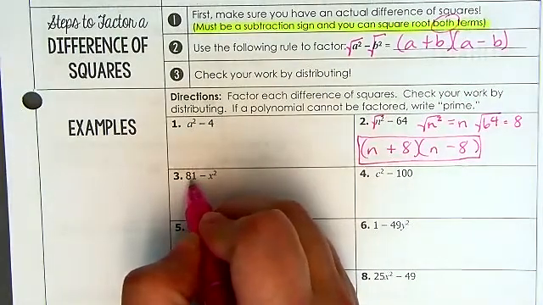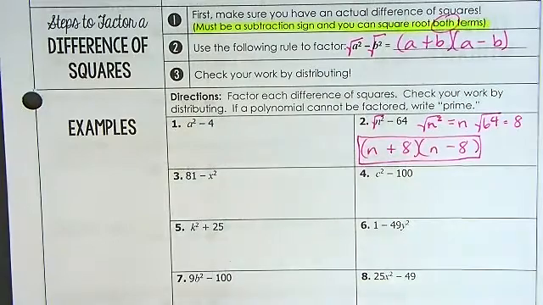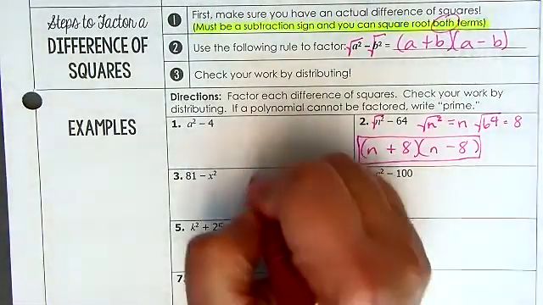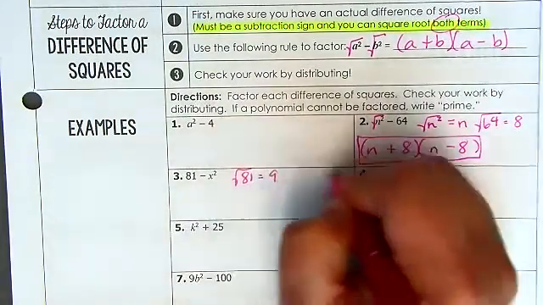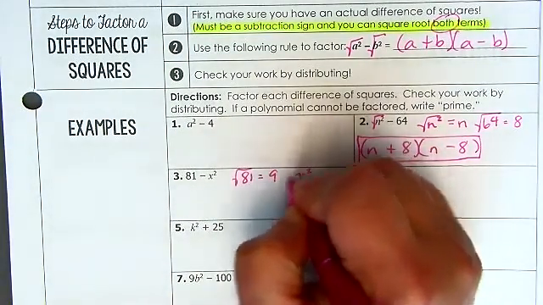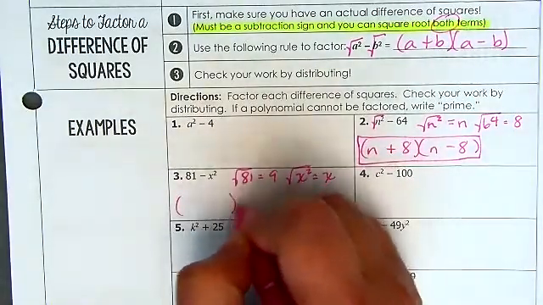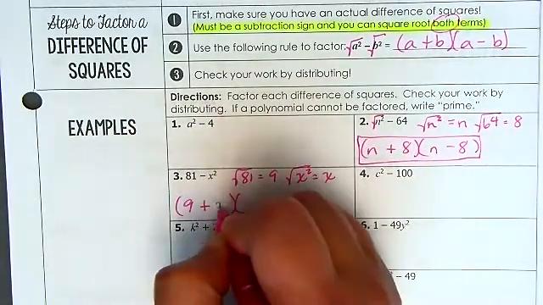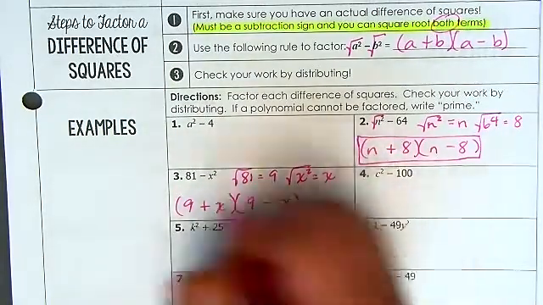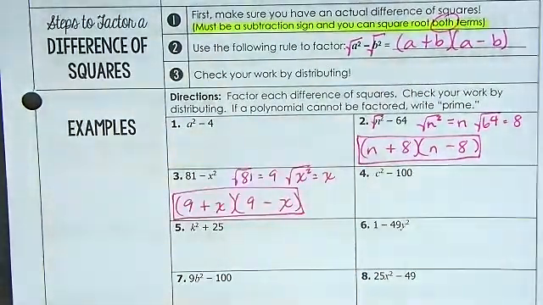Here I've got the x term second versus first, which is not in standard form, but it can be written that way. I need to check: is 81 a perfect square? Yep, that equals 9. Is x squared a perfect square? Yep, that equals x. So this is a differences of squares, one's positive, one's negative. I'm going to have 9 plus x and 9 minus x. This is my final answer. And this only works because both terms are perfect squares.